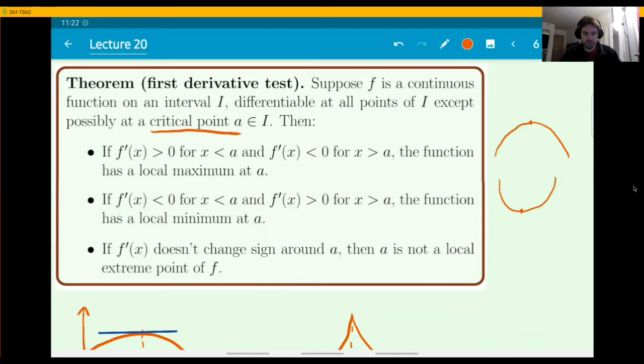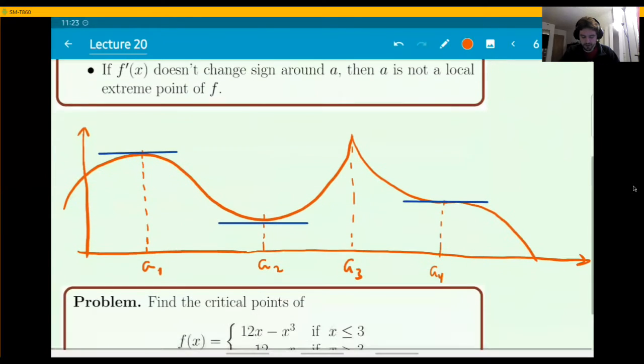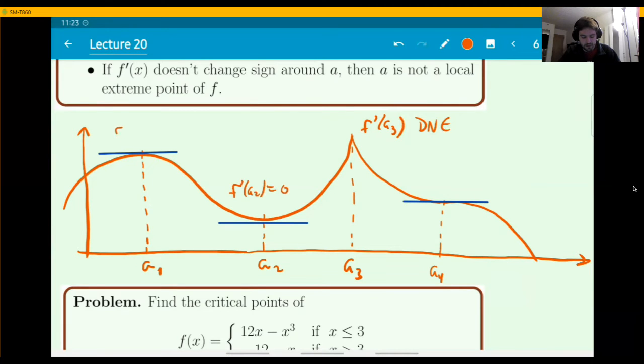Whereas if the derivative actually does not change sign, maybe it's positive and remains positive after, then A is actually not a local extreme point. And I have all of the examples drawn in here, different values of A. A1, A2, A4 are critical points because f prime is 0. A3 is also a critical point because f prime does not exist. It's a sharp corner. The other ones are all 0.